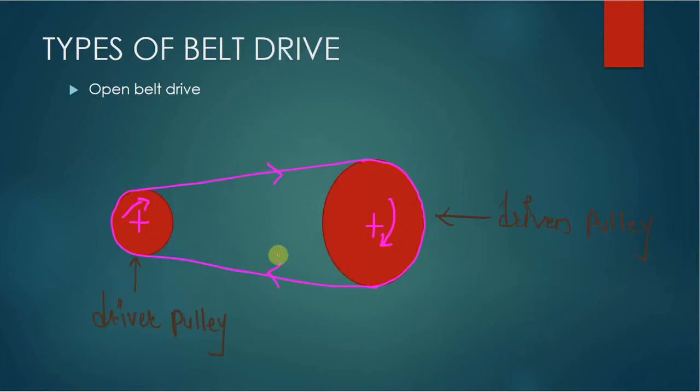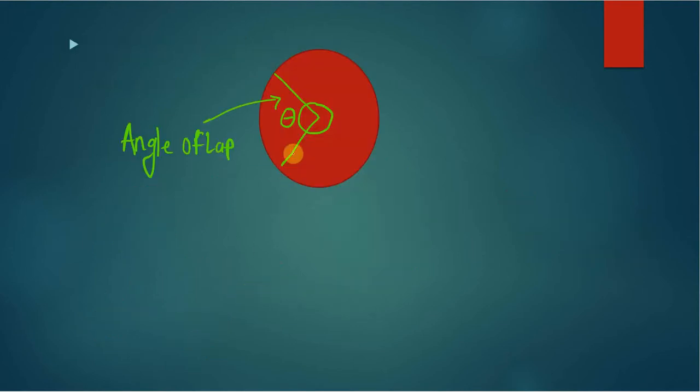So first one is open belt drive. Here this is the driver pulley and this one is driven pulley. The rotation action is clockwise, both driver and driven pulleys. Here in the open belt drive, the angle of lap is minimum. The angle of lap means contact of belt and pulley.